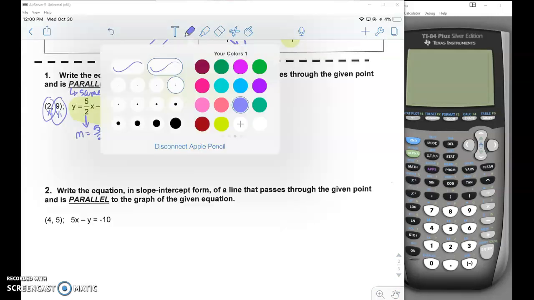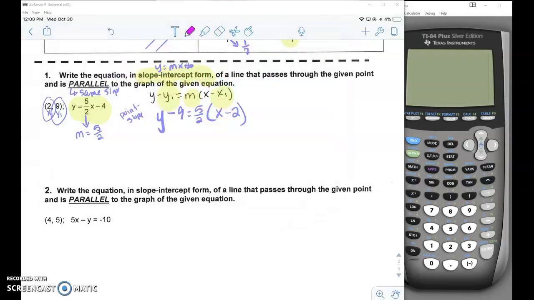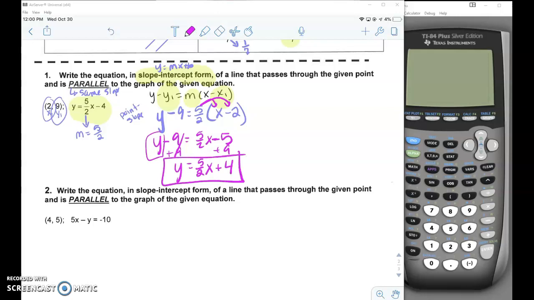We want our equation to be in slope-intercept form, so we need to solve for y. Starting with distributing, y minus 9 is equal to 5 over 2x. 5 over 2 times negative 2 is negative 5. And still trying to get the y by itself, so I add 9 to both sides. Y equals 5 over 2x, negative 5 plus 9 makes positive 4. Our new line has a slope of 5 over 2 and a y-intercept of positive 4.